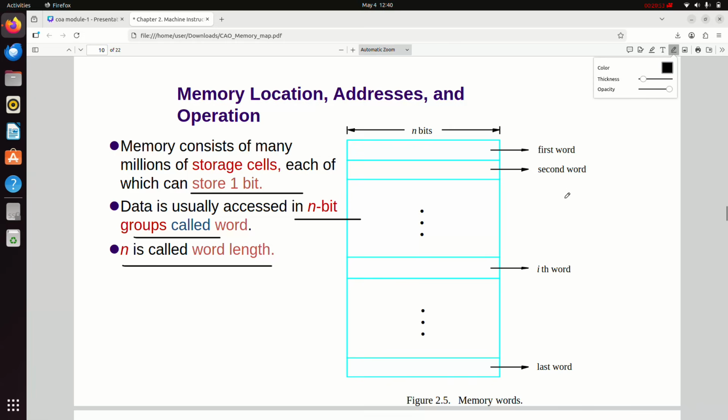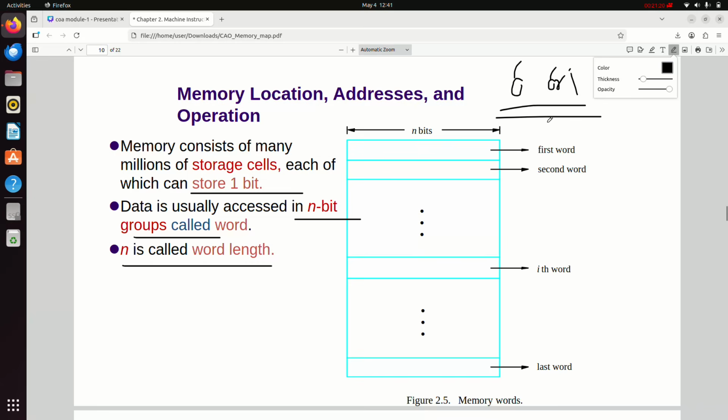I told you 1 bit can represent 0 or 1, which is very small. So when we talk about memory, you have to understand the memory consists of a lot of storage cells, each of which can store only 1 bit, like 0 or 1. So if I'm accessing that one cell, it is very slow. So usually while accessing the data, you are going to access it in a group of n bits.